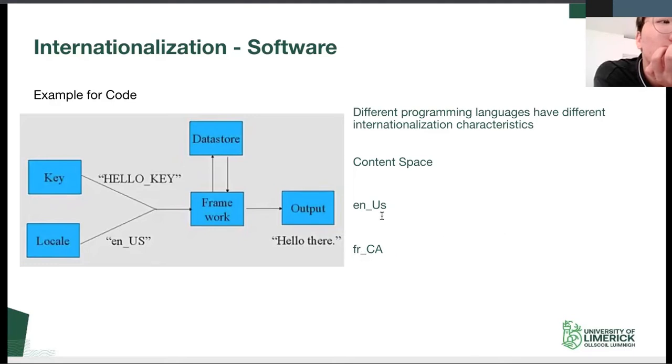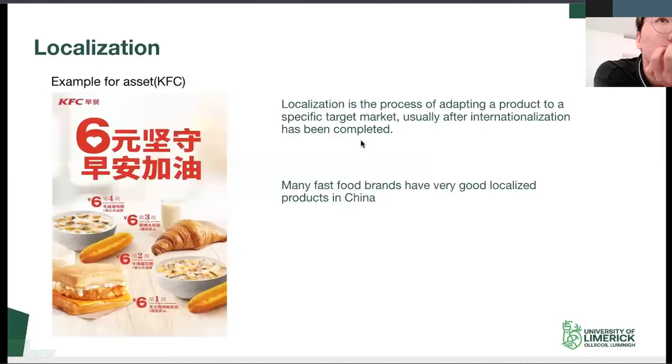Okay, next let's look at localization. Localization is a process of adapting a product to a specific target market, usually after internationalization is done. Here is an example for assets. Like KFC in different regions has different special menus. Like in China, we can see in the picture, there are many different Chinese breakfast items provided.